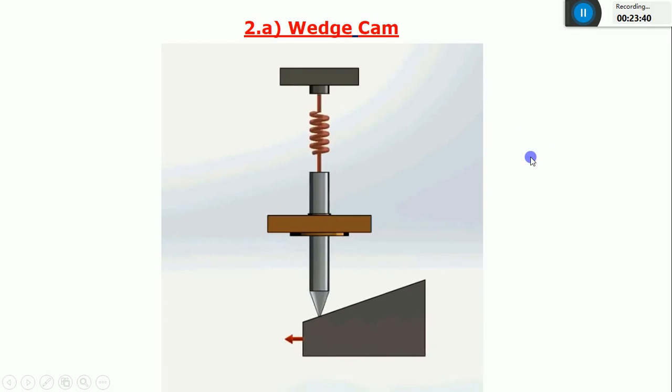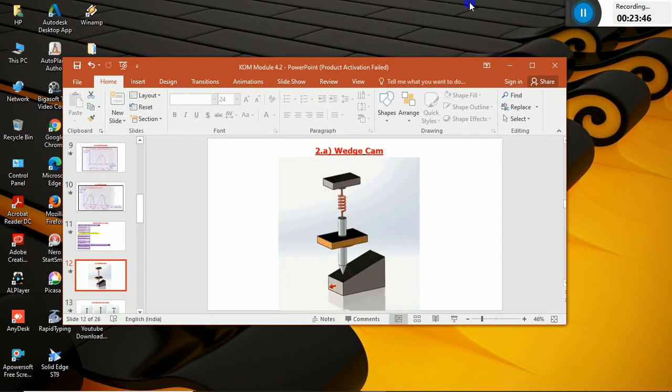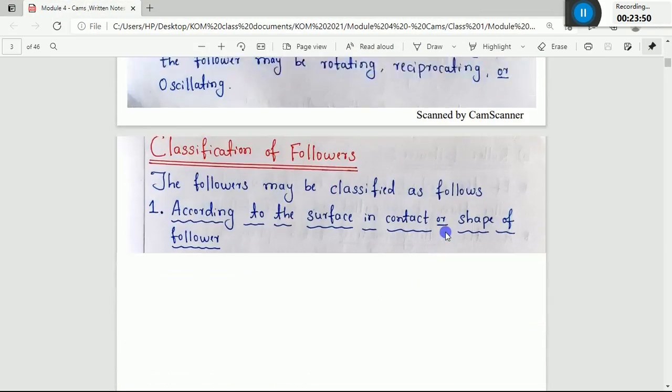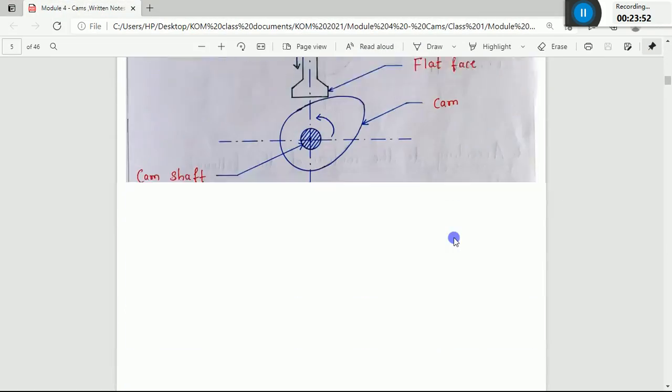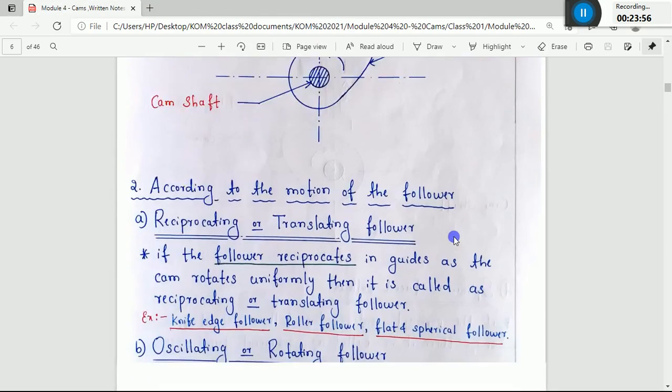If you want the actual diagram of this wedge cam, you can look at the schematic diagram of this wedge cam. It is also called a flat cam. Both are correct.